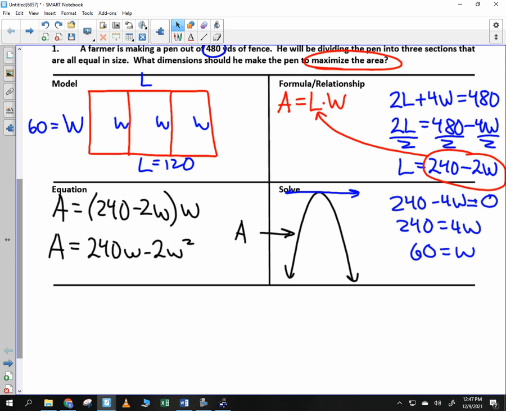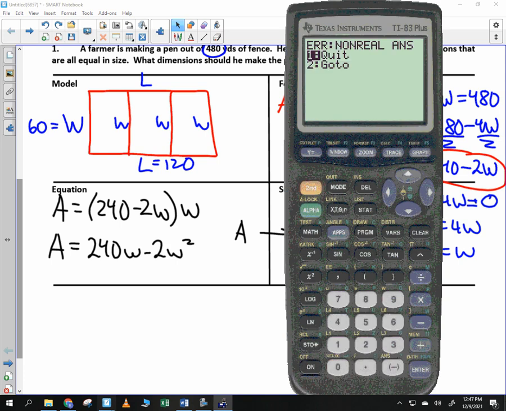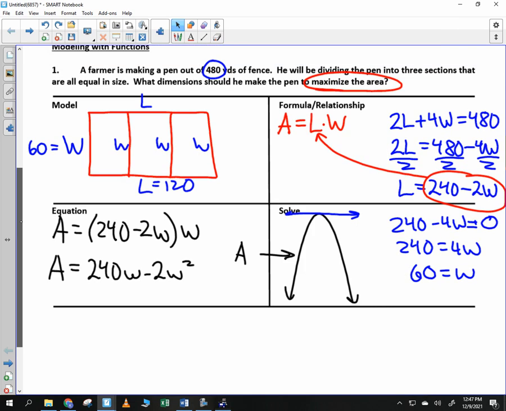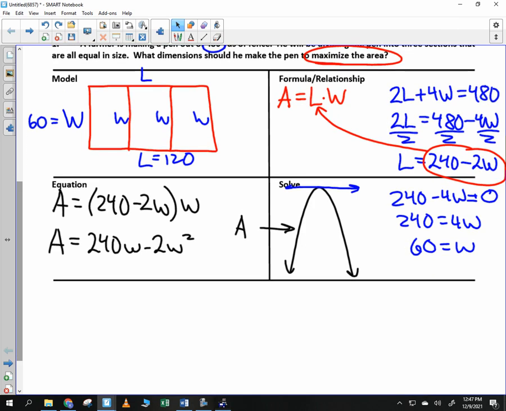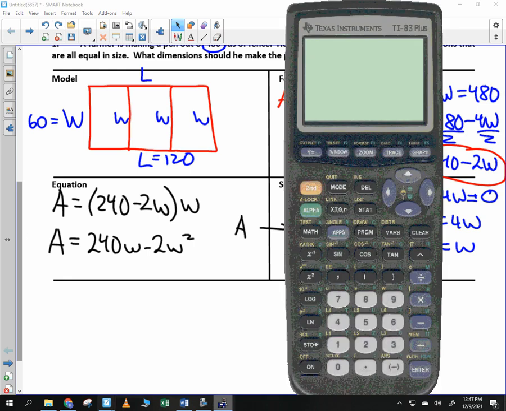Now, the point that I would like to make with you is, suppose it asks for the actual area. What would you do? Good, you take 60 times 120, okay? And you get that. So here's what I want you to also understand. People wonder what would happen if you plug 60 back into this equation. It would give you the maximum area. Watch. I have 240 times 60, and then minus 2 times 60 squared.